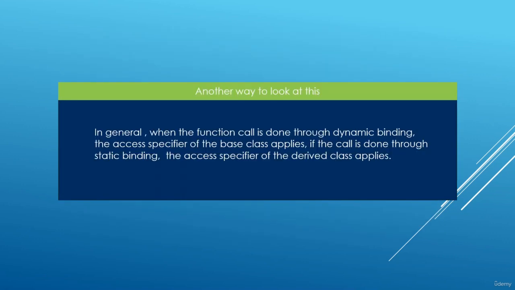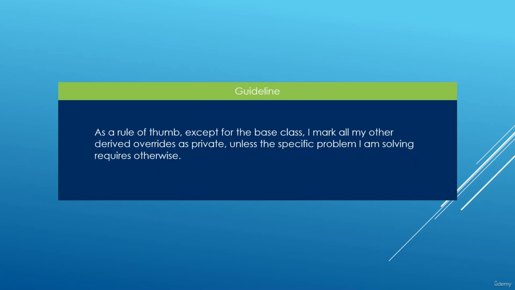Okay, another way to look at this is, in general, if a function call is done through dynamic binding or polymorphism, the access specifier in the base class is going to apply. If the call is done through static binding, the access specifier of the derived class is going to win. And here I am going to share my rule of thumb. Except for the base class, I mark all my other derived overrides as private because the access specifier in the base class is really relevant if we want to use polymorphism or dynamic binding in our C++ application.